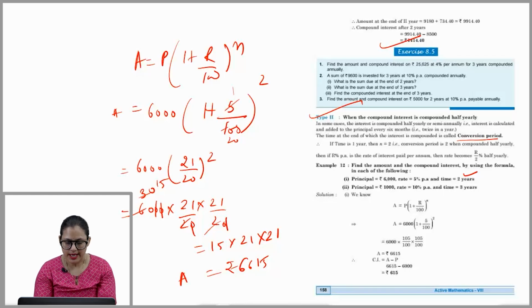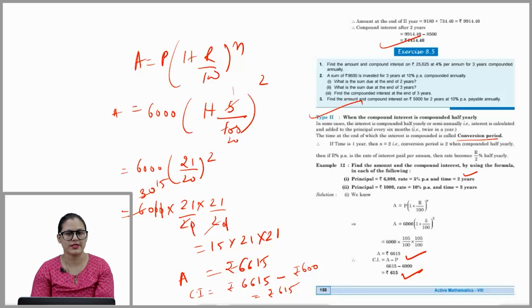Now compound interest. Compound interest is what? Amount minus principal. So this is the amount, and compound interest you have to find. You will subtract principal from the amount. Principal is what? This is the principal, rupees 6,000. So rupees 615 is what? This is the compound interest, right?